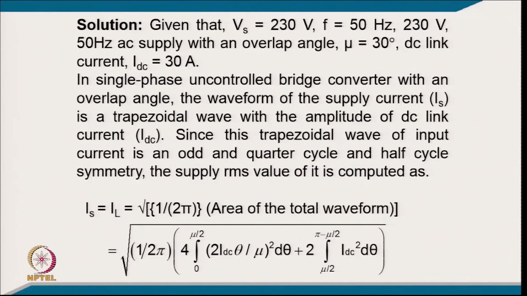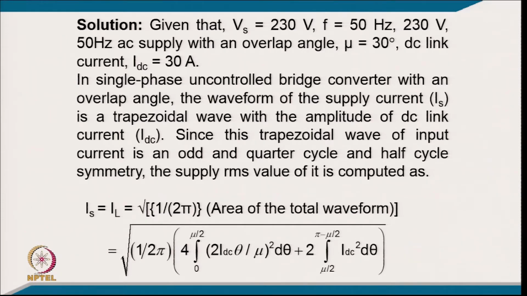After solving this, the numerical solution begins with the given data: supply Vs RMS voltage is 230 volt, frequency 50 hertz, with an overlap angle of 30 degree and DC link current of 30 ampere. In a single phase uncontrolled bridge rectifier with an overlap angle, the waveform of the supply current is trapezoidal in shape with the amplitude of the DC link current. Since the trapezoidal wave of input current has odd and quarter symmetry as well as half cycle symmetry, the supply RMS value is computed from the relation IS equal to IL, in bracket, 1 upon root pi and the area of the total waveform.